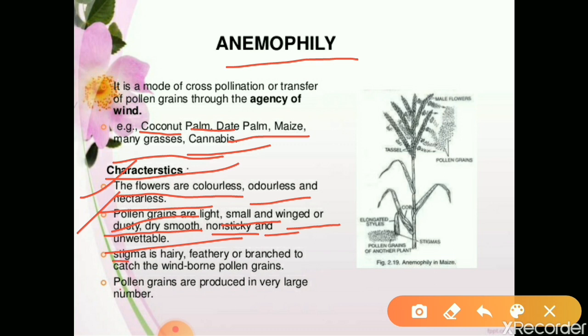Okay. Stigma is hairy in nature. It means the stigma looks like hair, feathery. It looks like feathers, or branched in nature. It looks like a branched structure to catch the wind-borne pollen grains. Means wind only carries those pollen grains. For catching those pollen grains, the stigma has all these characteristic features. Okay. Next, pollen grains are produced in very large number. In anemophilous flowers, we can see a large number of pollen grains. Okay. Those are the characters of anemophilous flowers. Is it clear?